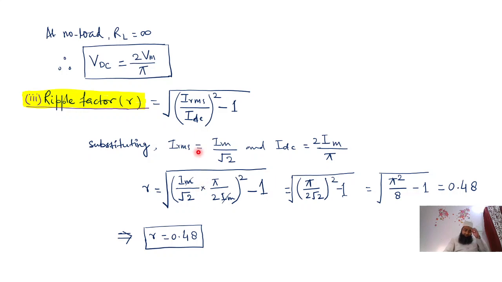Now the ripple factor. We have the formula: ripple factor r equal to the square root of (IRMS upon IDC) whole square minus 1. We have IRMS equal to Im by root 2, IDC equal to 2 Im by pi. By substituting these values, we can find out the ripple factor r equal to 0.48 in case of the full wave rectifier.